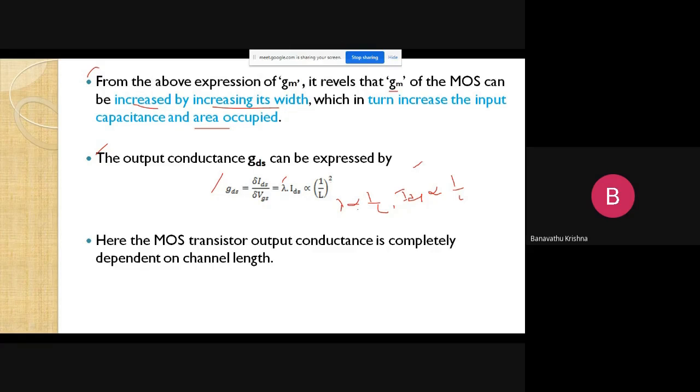So the output conductance value depends inversely upon the channel length, right? Let us see, the MOS transistor output conductance completely depends upon the channel length. L is nothing but the channel length. So the output conductance of the MOS transistor completely depends upon the channel length, right? This is the transconductance of the MOS transistor and the output conductance of the MOS transistor, right?